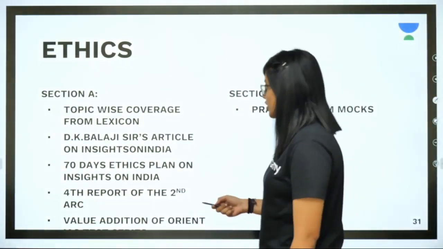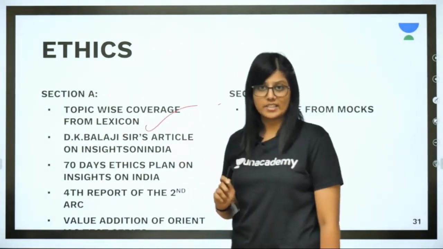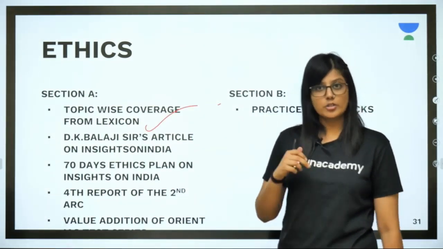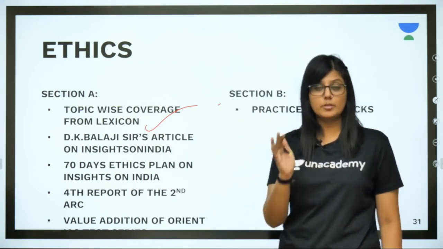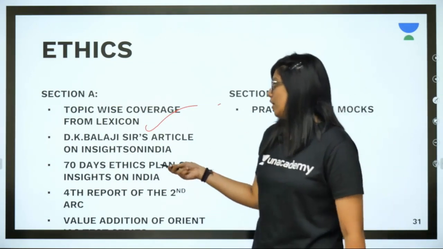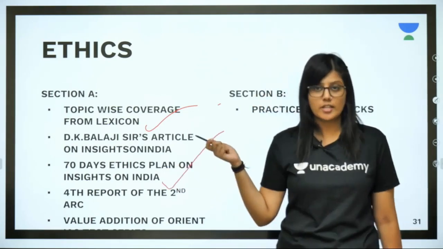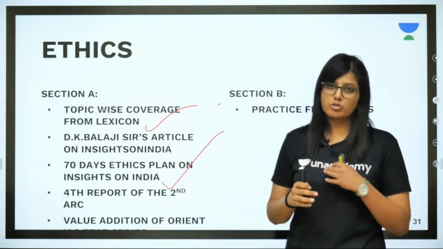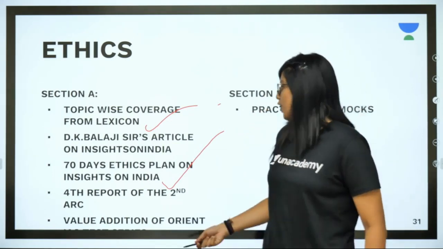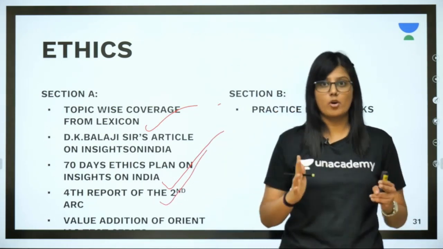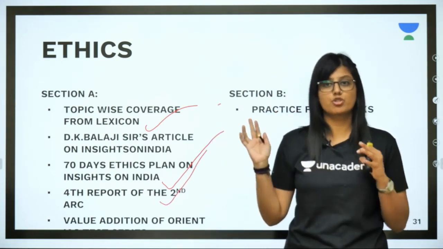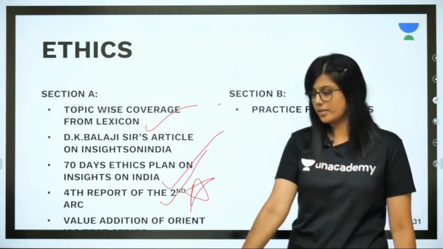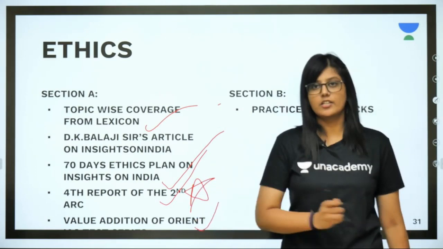For Ethics Section A, I did topic-wise coverage from Lexicon. You can use any book, guys. There is also a book by DK Jain sir in the market these days. You can use that, you can use Lexicon, you can use the internet, but cover every topic syllabus-wise. I did the 70 days Ethics plan of Insights on India, but I did that about a year before, and I used to make relevant notes about definitions. Fourth report of the second ARC is very important. It covers the entire probity section extremely nicely. Do not think of missing this. This is not covered in any book, by the way. And I used the value addition of Orient IAS.